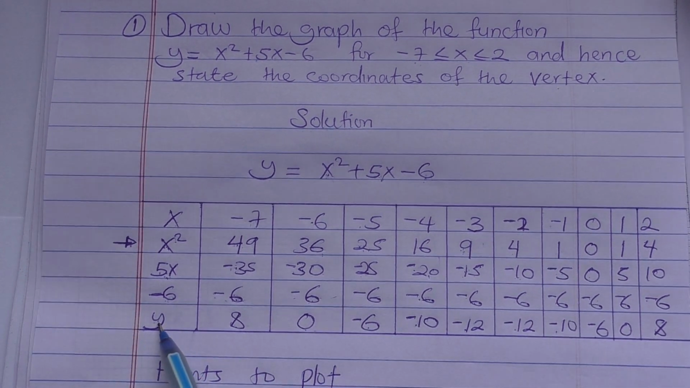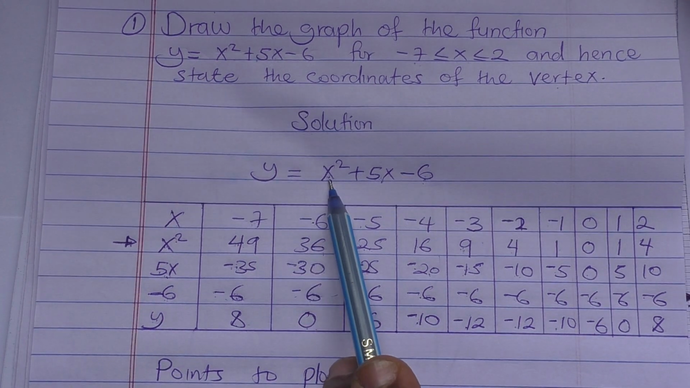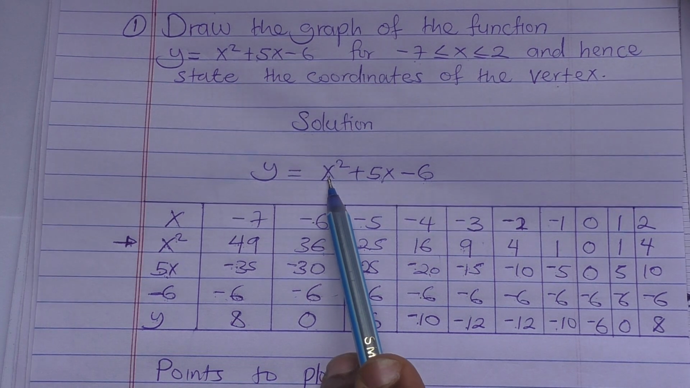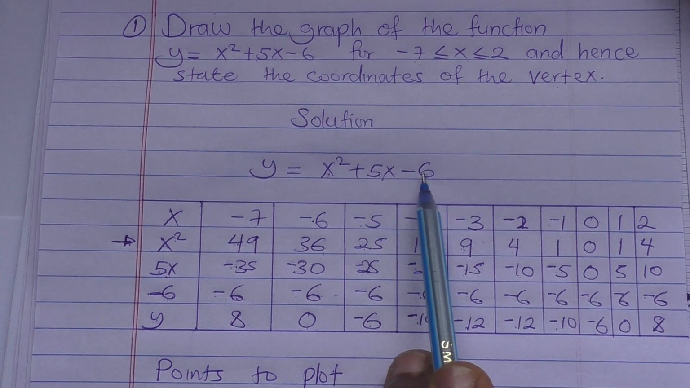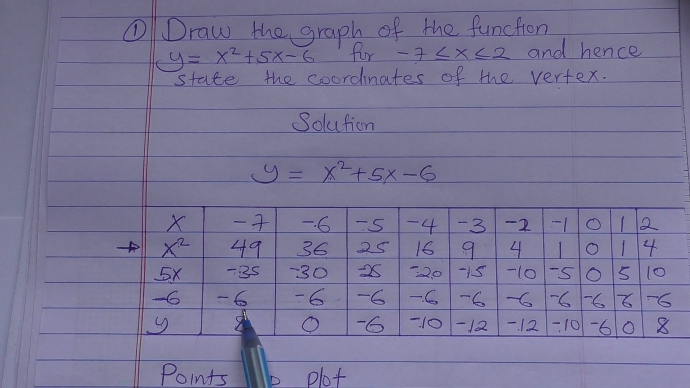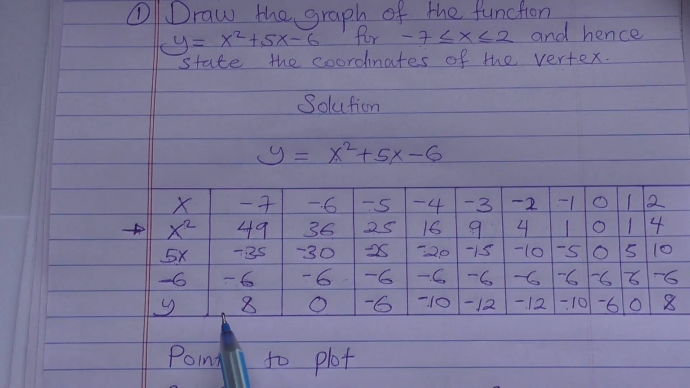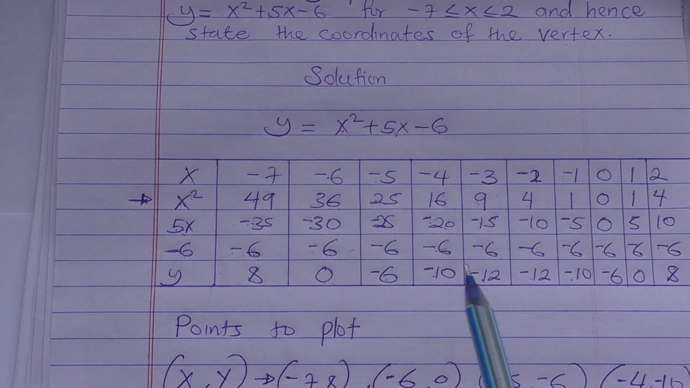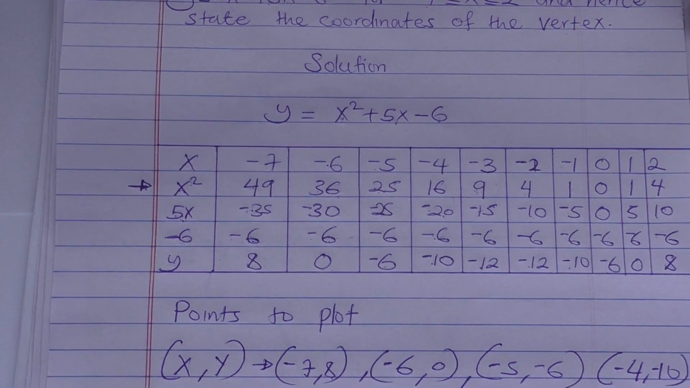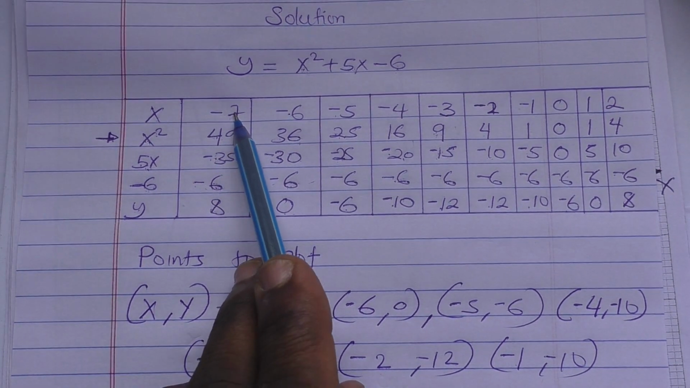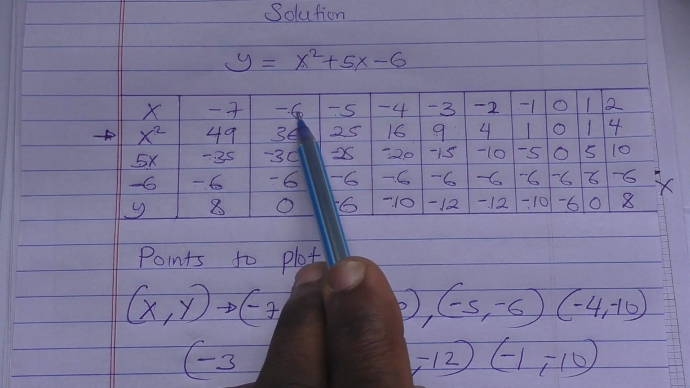So getting the values of y, we consider our general equation, whereby we are adding the values of x squared plus 5x plus negative 6. So we are adding these three values to get y. And after getting the values of y, we are now looking for the points that we are going to plot on our graph. So we consider x and y values.